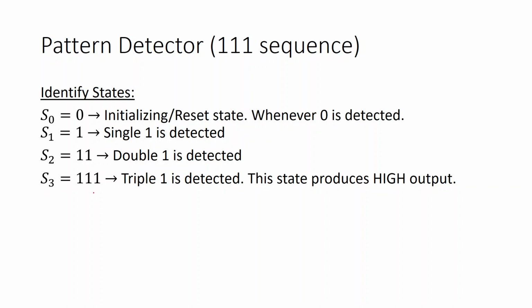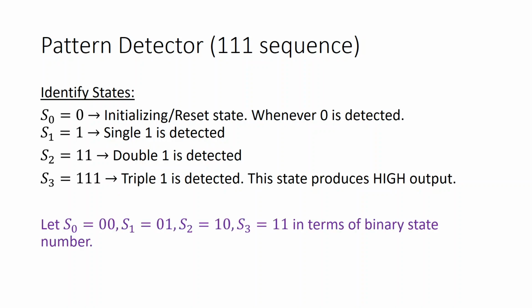We need only this much. We don't need S4 which is 1 1 1 1. We don't need that. Why we don't need that? When we look at the state table, you will identify. You will be able to understand. Let us look at the state table. Before that, we also define the S0 in terms of binary.